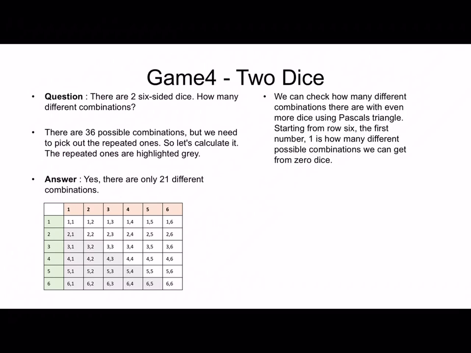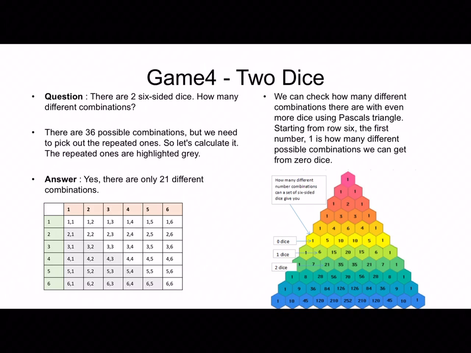We can check how many different combinations there are, even with more dice, using Pascal's triangle. Starting from row 6, the first number is 1, and that is how many possible combinations we can get from 0 dice. And then going diagonal, the 6 is how many possible combinations we can get from 1 dice, 21 is how many different ones we can get from 2 dice. And once again, if someone asks you how many you can get from 3 dice, you can automatically say just 56.